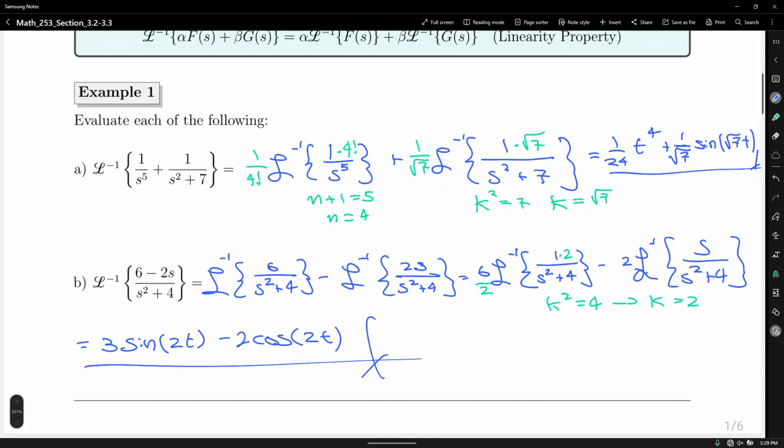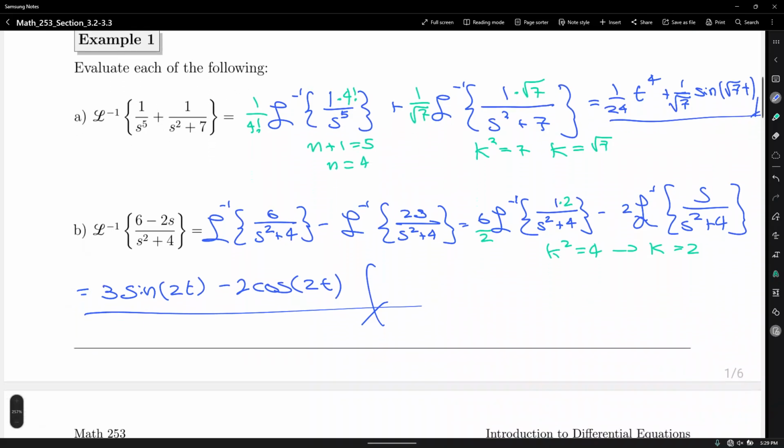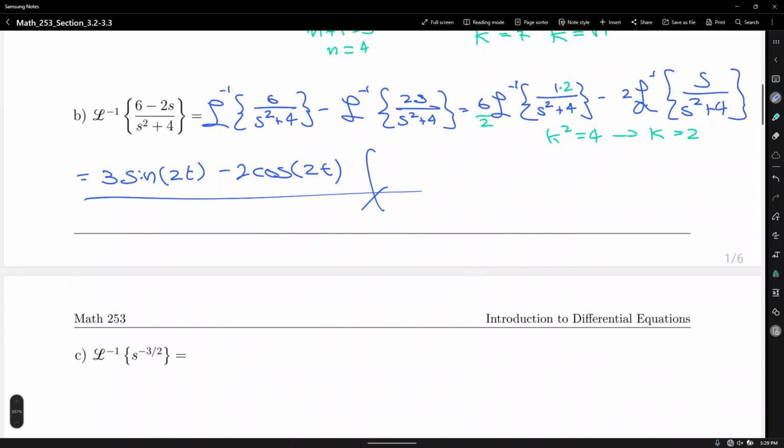Okay, let's do a couple more actually. Let's do a few more. Okay, so the inverse transform of s to the negative 3 halves. All right. Well, we can't have factorials of rational numbers or of fractions like this. However, we have a powerful tool called the gamma function to get this transform.